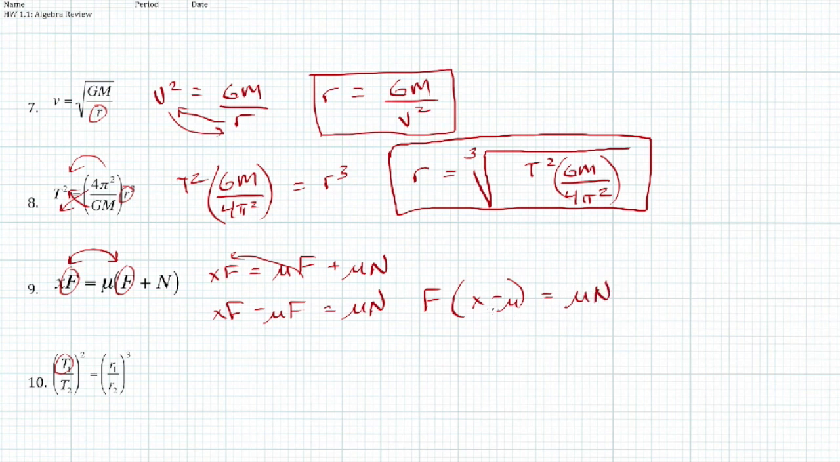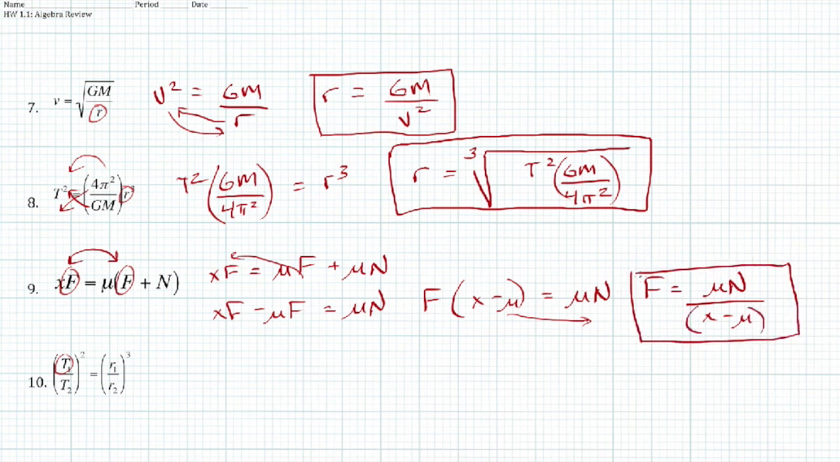Now it becomes easy. All we needed to do is divide by this right here and bring that down. So f all by itself is going to be equal to mu n over x minus mu. That's solving for f. And our last one. Let's solve for t1 right here. That's just a little designator, but it's really this t up at the top we want to solve for. It's different from this t2.